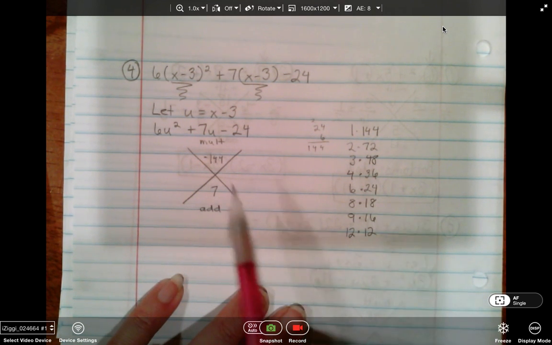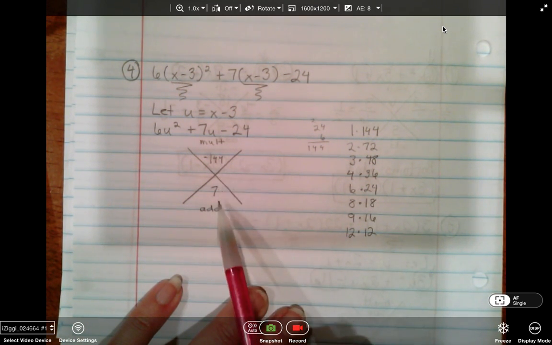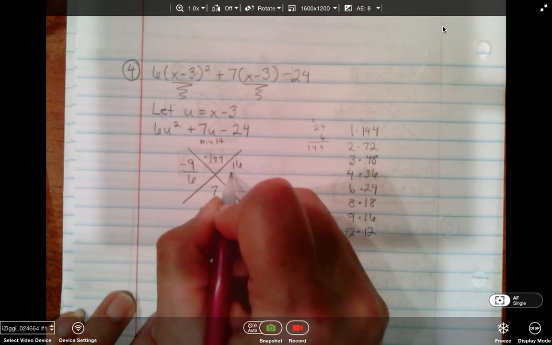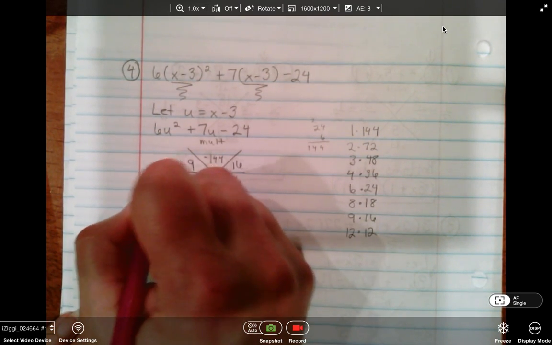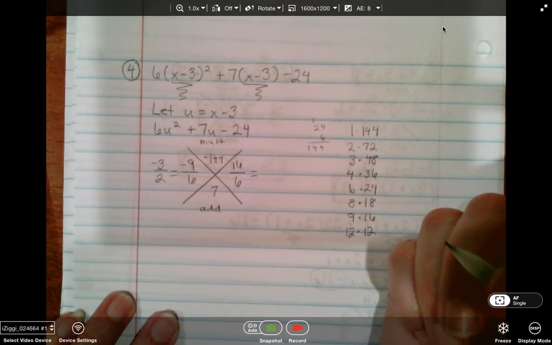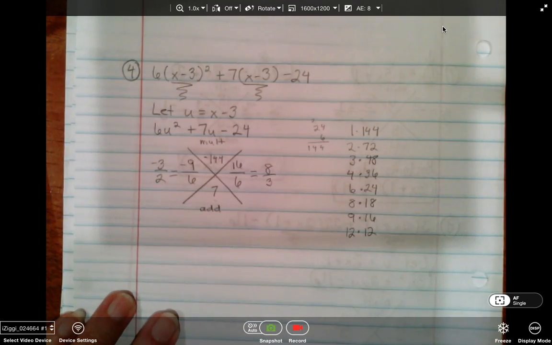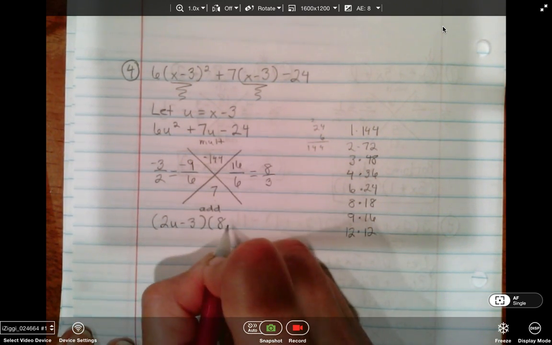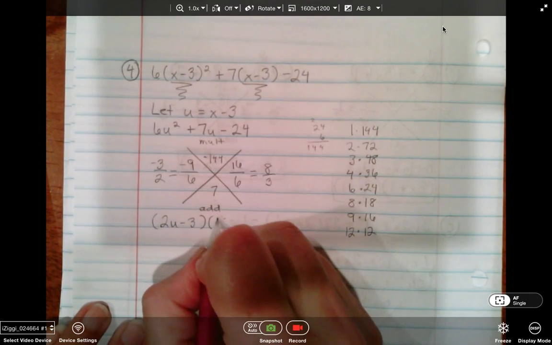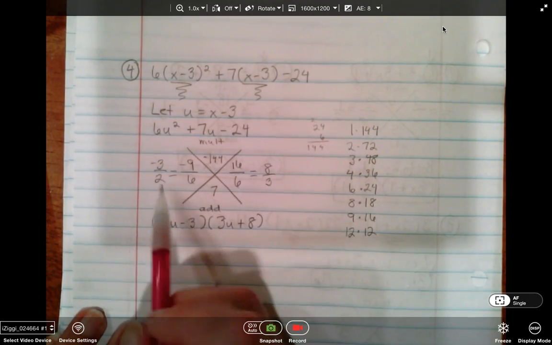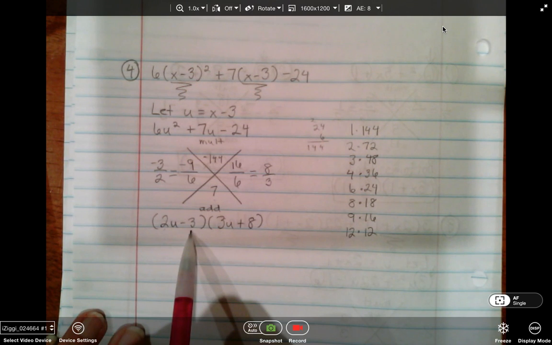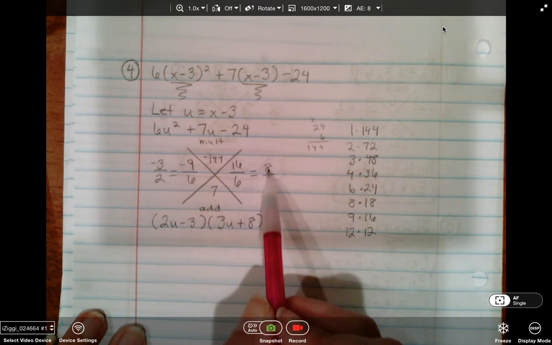Now, the two numbers that multiply to give me negative 144 and add to give me 7 are going to be negative 9 and positive 16. I'm going to divide both of those by 6. Negative 9 divided by 6 is negative 3 over 2. 16 divided by 6 is 8 over 3. So this is going to be 2u minus 3 times 3u plus 8. Bottoms up. The bottom goes up in front of the u. The numerator is the second term of the binomial.